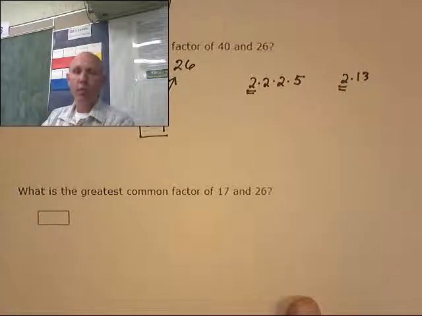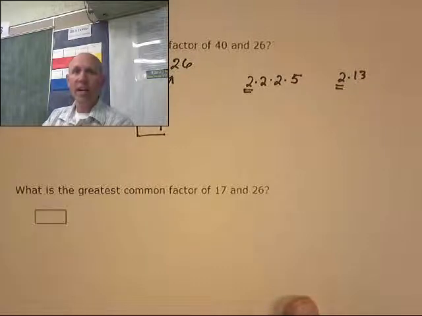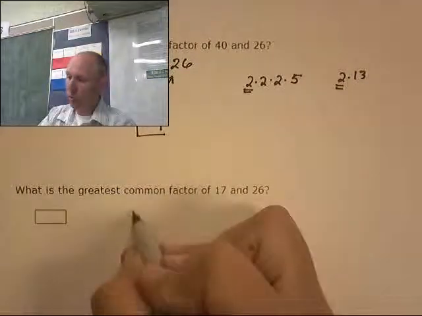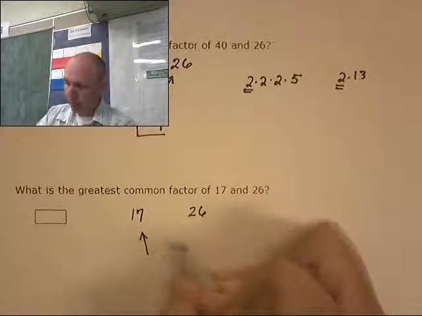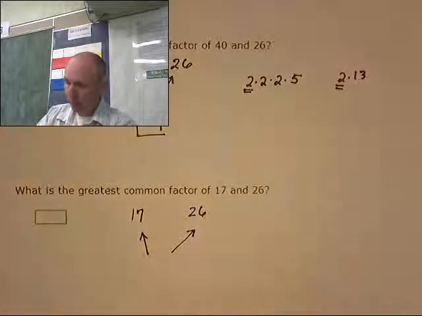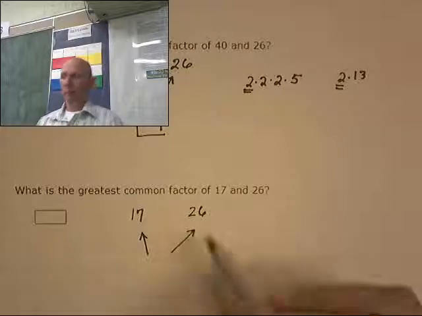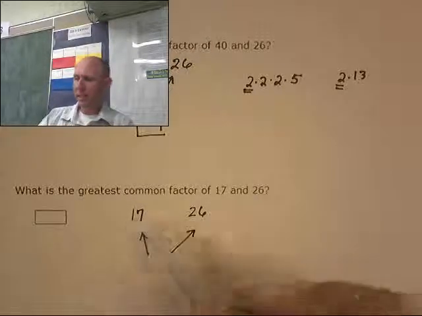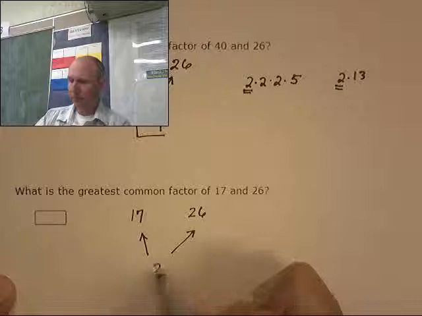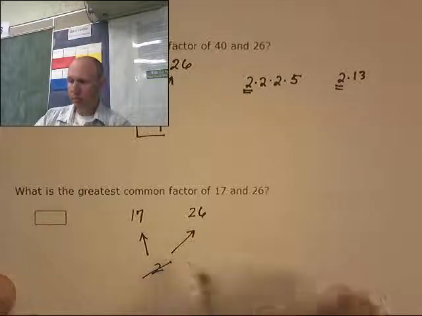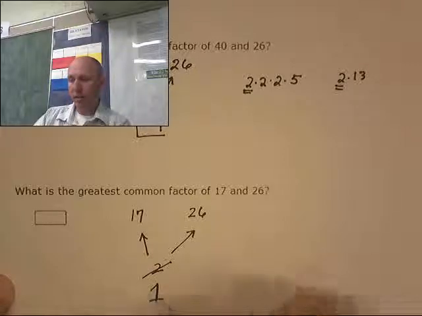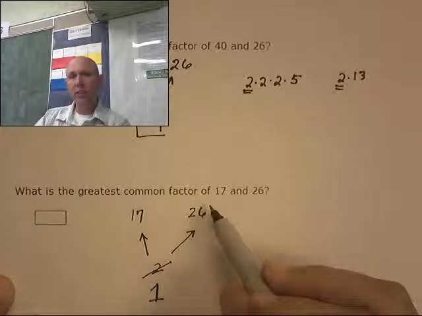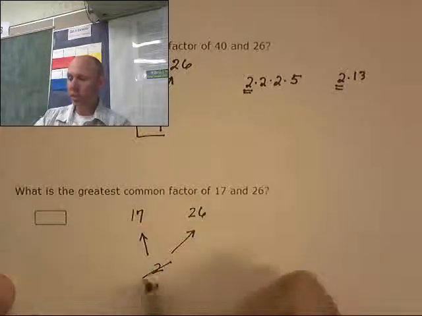17 and 26. What is the greatest common factor of 17 and 26? Well, 2 goes into 26, but it doesn't go into 17. So it's not 2. Nope. The only thing here is a 1. A 1 fits into a 17 and into a 26. The answer is 1.